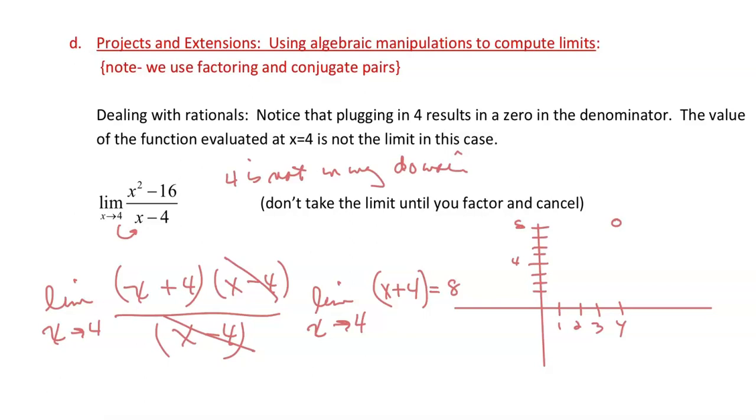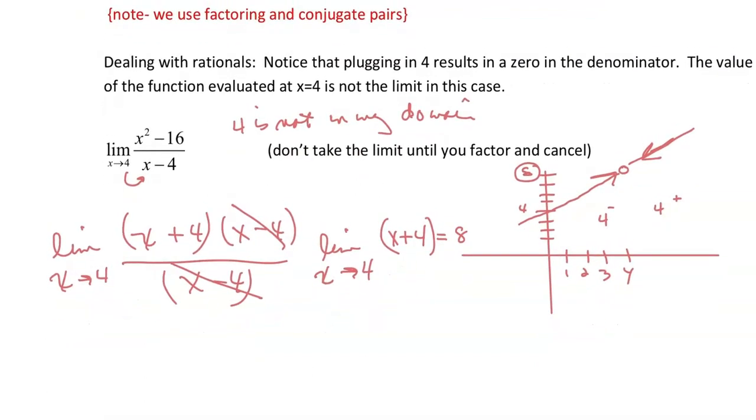So this is my scenario. This is what my function looks like, but it has a little hole. So as I approach from the left and from the right, so I'm approaching 4 from the less than 4 position and 4 from the greater than 4 position. And either way, I'm approaching a y value of 8. So my function does not exist because I have a hole when I plug in 4, but I can still get the limit. So the limit and the function value are not always the same.